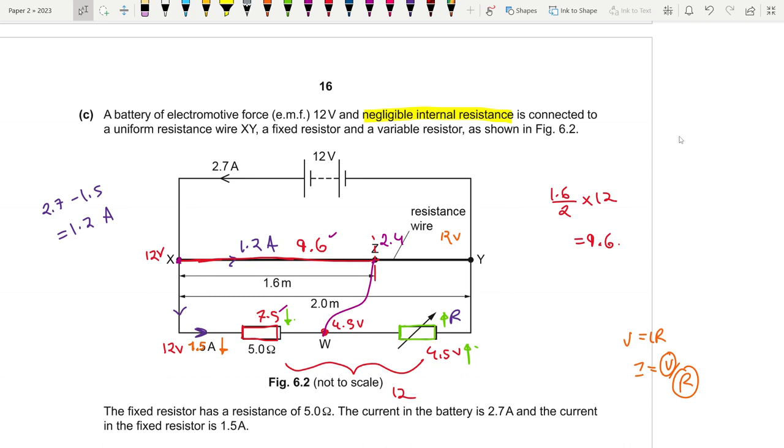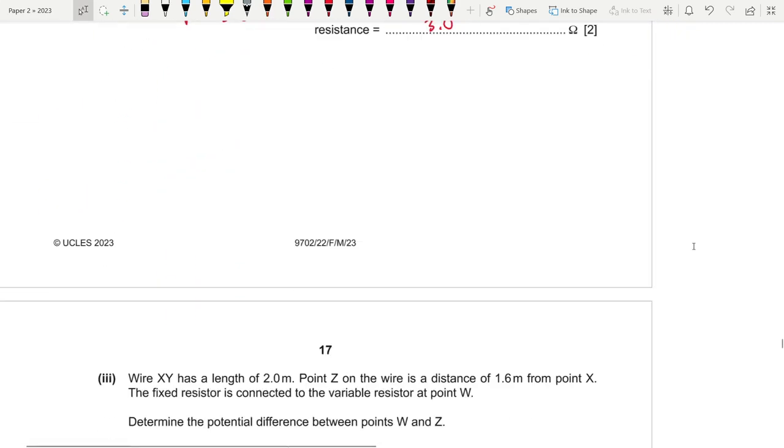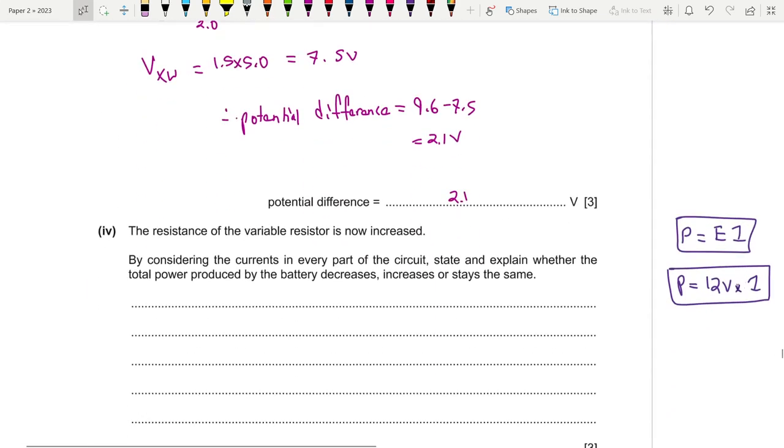So what happened, essentially, 1.5 amperes decreased to something like 1.4 or 1.3, and 1.2 amperes remain the same. So if you add these two up, like 1.2 plus 1.3, you get a value of 2.5. So this value over here decreases to something like 2.5. Now the net current in the circuit decreases, so the power produced by the battery will also decrease.